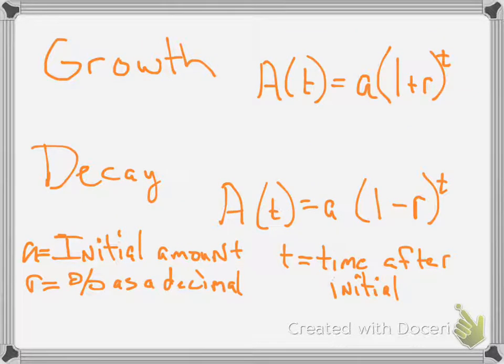So let's move on. Here are your growth and decay formulas for exponential functions, for the applications. Notice we have a times 1 plus r raised to the t power, or a times 1 minus r raised to the t power. The little a stands for initial amount, r is the percent but written as a decimal, and t is time after the initial. This is something very good to have for your note card.